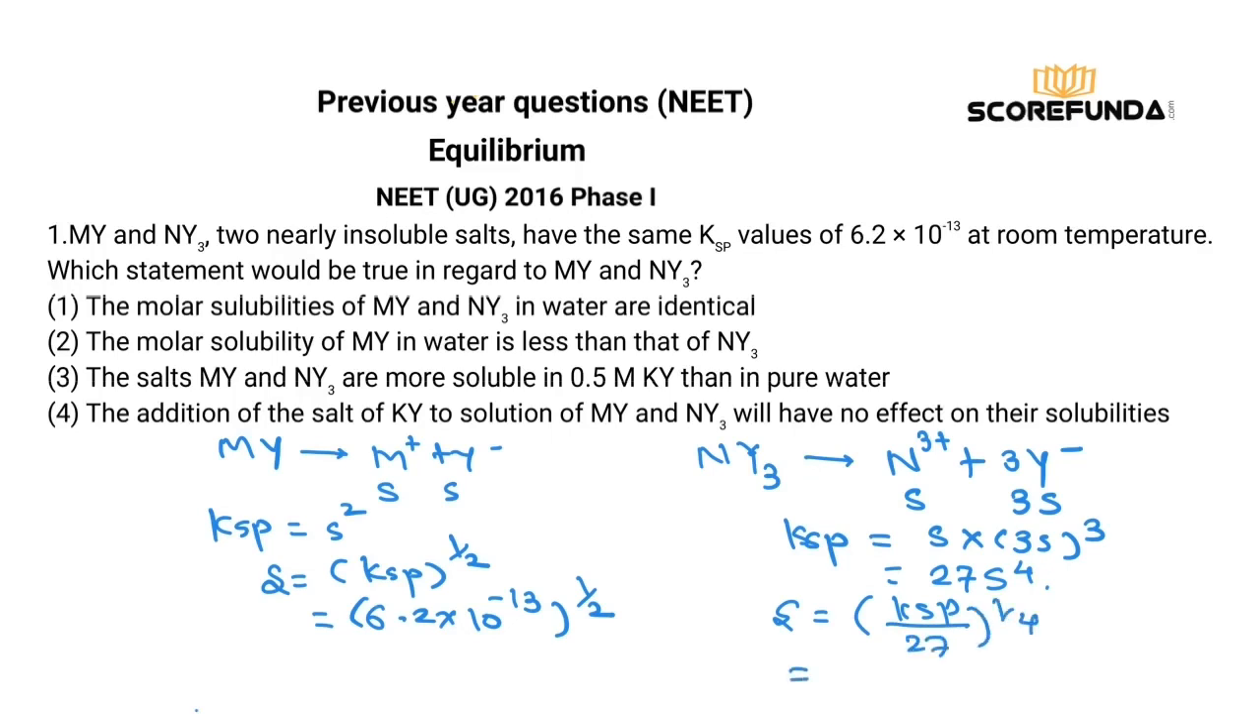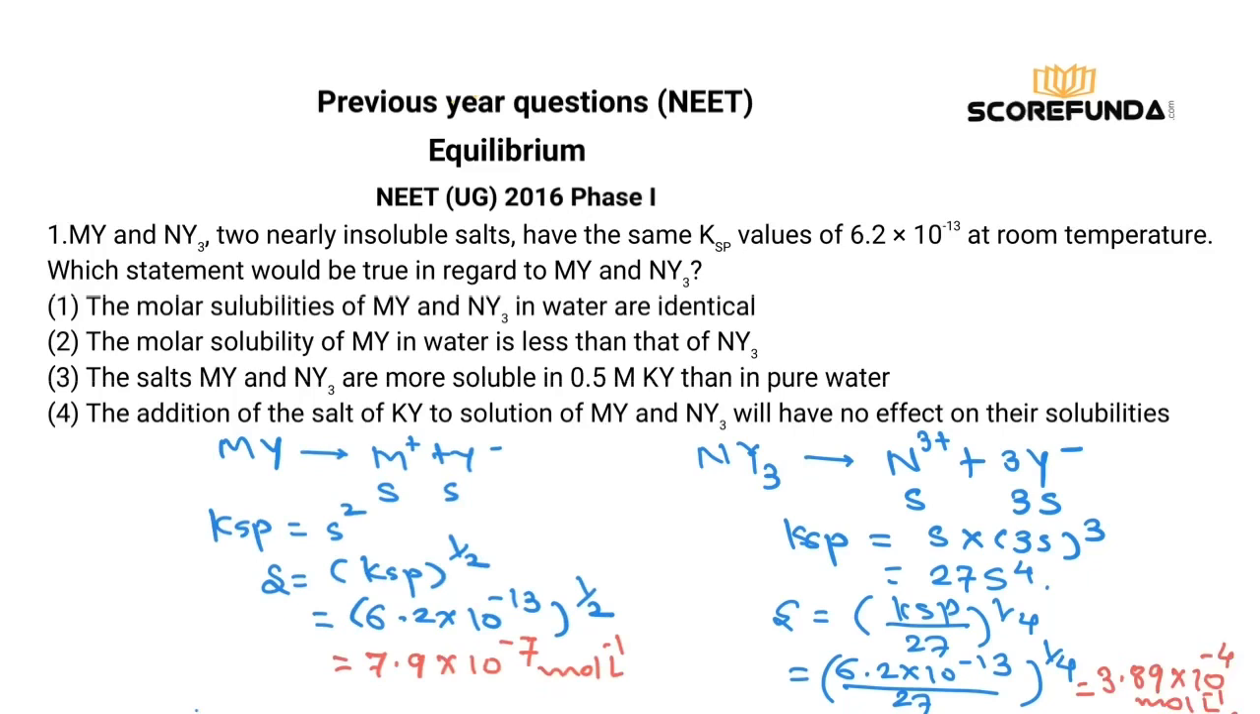That means 6.2 into 10 to the power -13 divided by 27 to the power 1 by 4. Now by observation it is clear that the solubility of MY3 is greater as compared to that of the solubility of MY. और if we just want to have the real values, तो उनकी real values क्या आएगी?